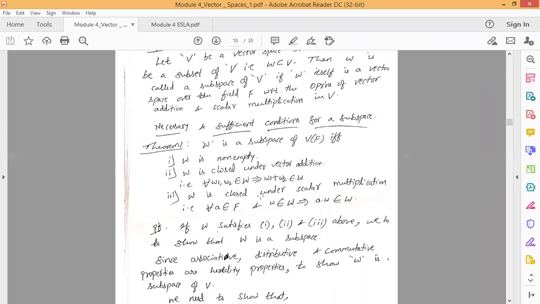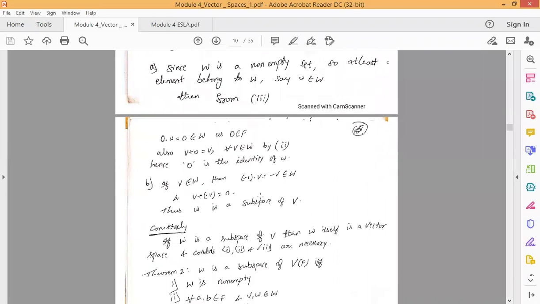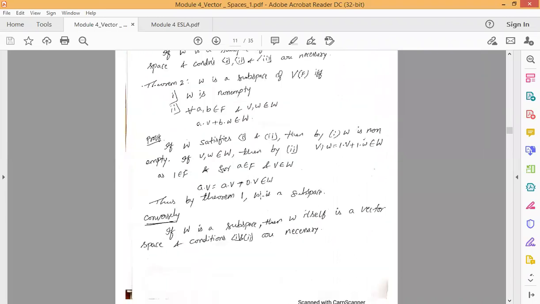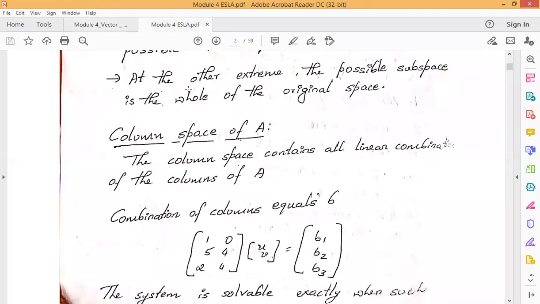Here you can see the corresponding equations, and along with that you can take theorem number 2. W is a subspace if and only if W is non-empty, and for all a, b belonging to the field F and v, w belonging to W, the expression a.v plus b.w belongs to the set W. If these conditions are satisfied, then we can say that it is a subspace. For that, in general we are going to take some examples.